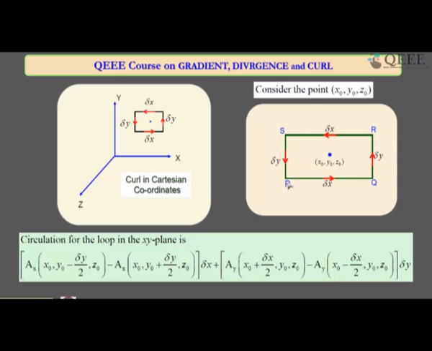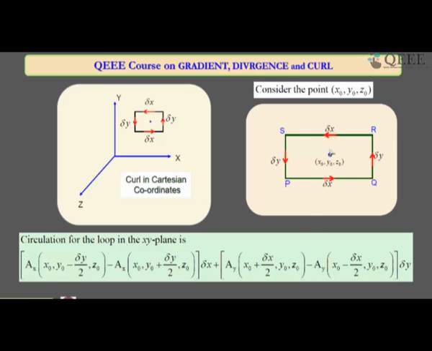How do we know that? See, here the first one is positive, and the next is negative. The first term corresponds to this, which is taken in the positive x direction. The second term is negative, in this direction. The third term is positive, this contribution, and the fourth one is this contribution.